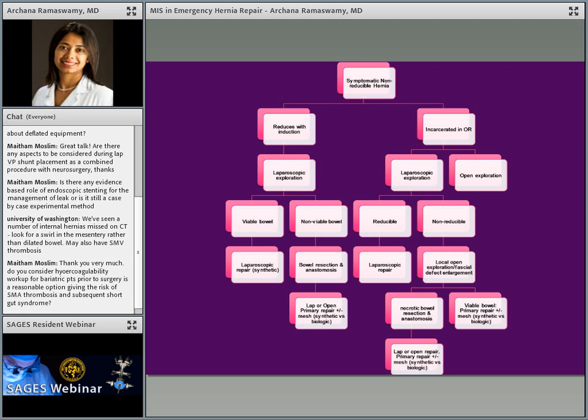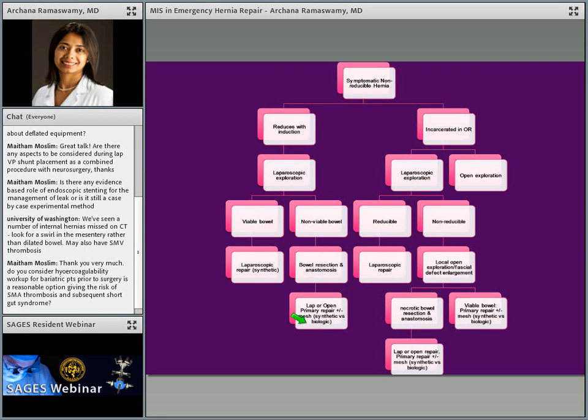So if we just spend a little bit of time here, I think that we first start with the patient who reduces with incarceration, and so then we go on to laparoscopic exploration. And so then you can look and see, is there viable bowel? Is there non-viable bowel? If there's viable bowel, probably go ahead if the laparoscopic repair is what you're most comfortable with, with synthetic mesh. If there's non-viable bowel, then I think you have to move on to bowel resection and anastomosis. We can talk a little bit more about whether laparoscopic or open, but I think most people would say, hey, you've got to get that specimen out anyways. Why don't you make a small laparotomy and do an open bowel resection?